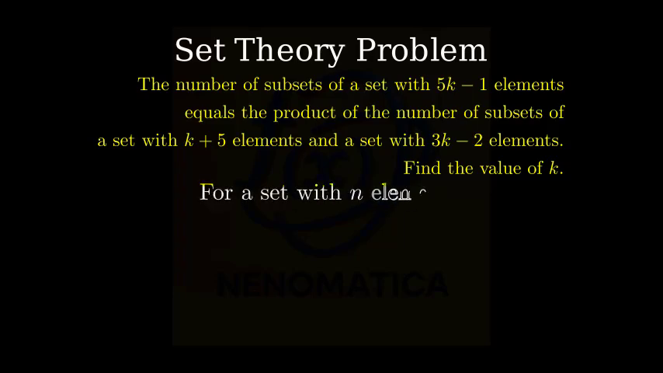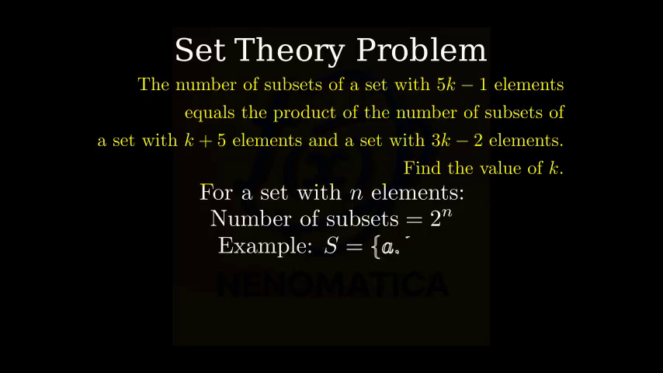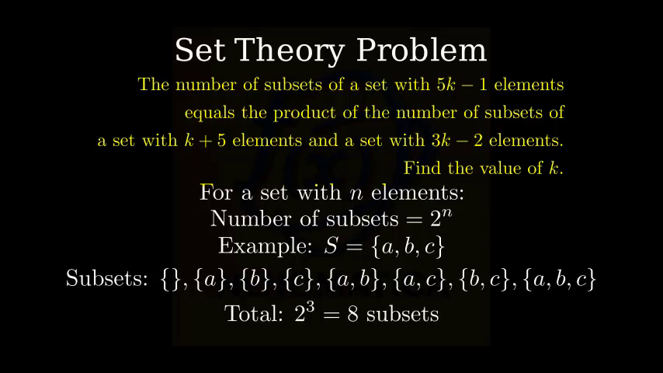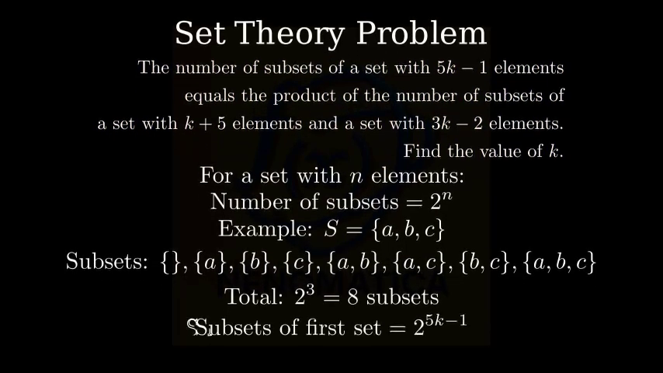Before we solve this problem, let's recall some important facts about sets and subsets. For a set with n elements, the number of possible subsets is 2 raised to the power of n. This is because for each element, we have two choices, either included in the subset or excluded. Now, let's use this knowledge to set up our equation.